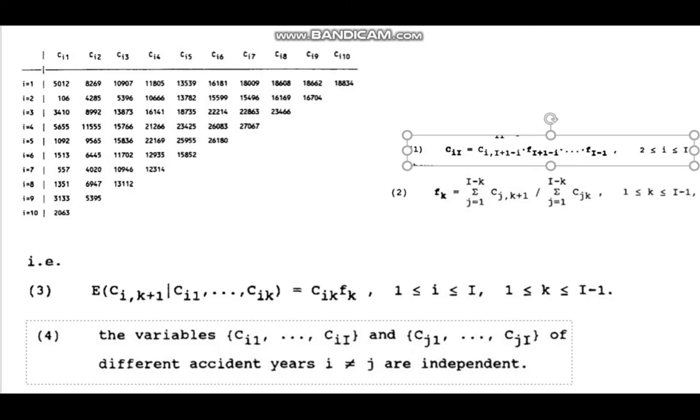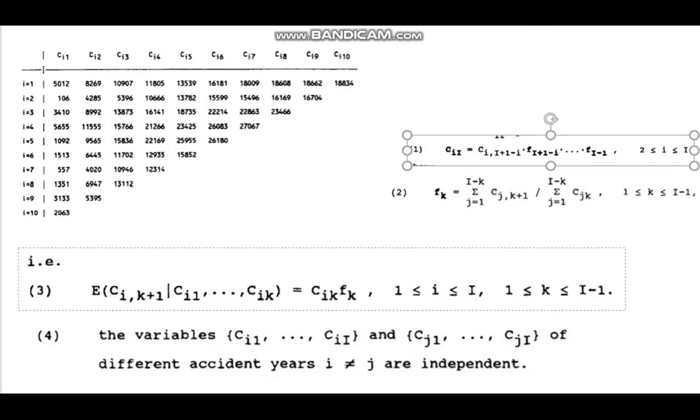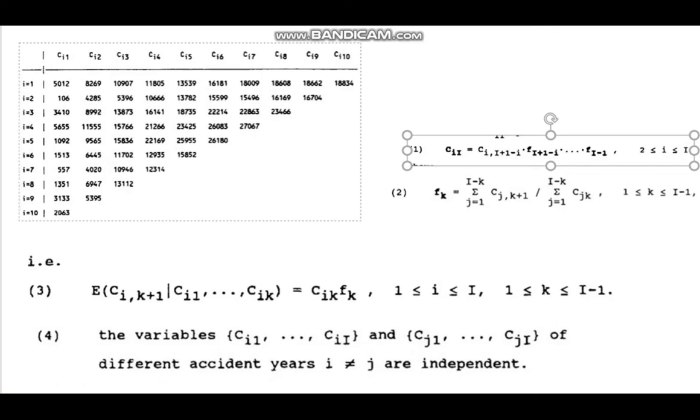Assumption 2 says that the claims amount in one accident year is independent from the claims made in another accident year. So, for example, the claims made in this row are independent from the claims made in this row, and this row, and this row.